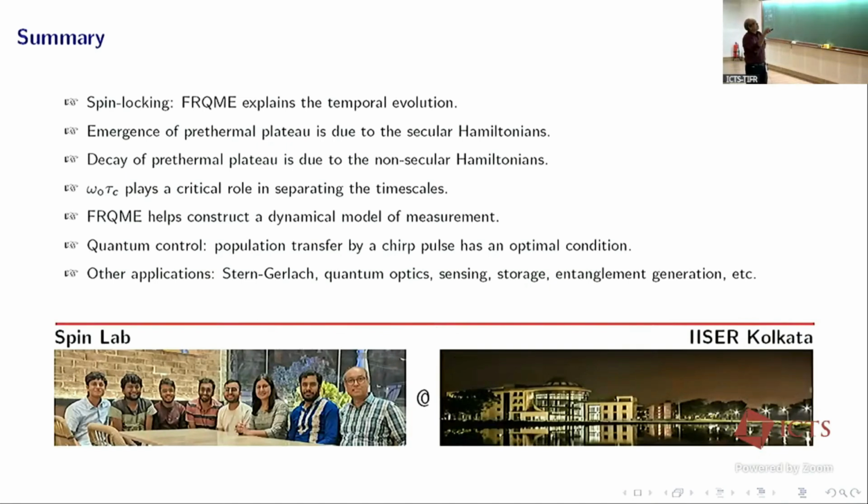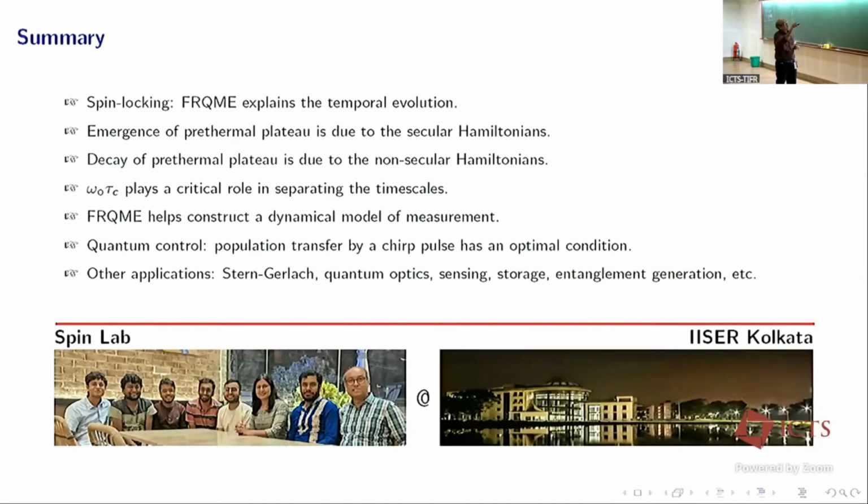And this factor, omega naught tau c, the product of the Larmor frequency and tau c, plays a key role that I have not shown, but I'll tell you. If tau c is too small, if the product is much less than 1, then you do not get any prethermal plateau. It just decays as a simple exponential. But if the value is large, then you have a long prethermal plateau. That explains why we see spin locking in solids, but not in liquids, even if we use a liquid crystal.